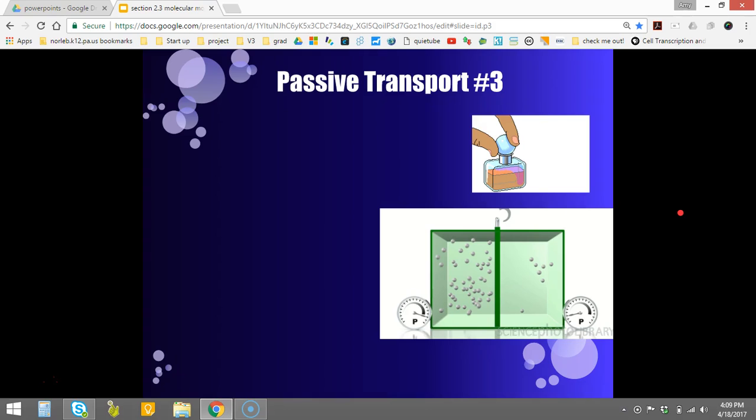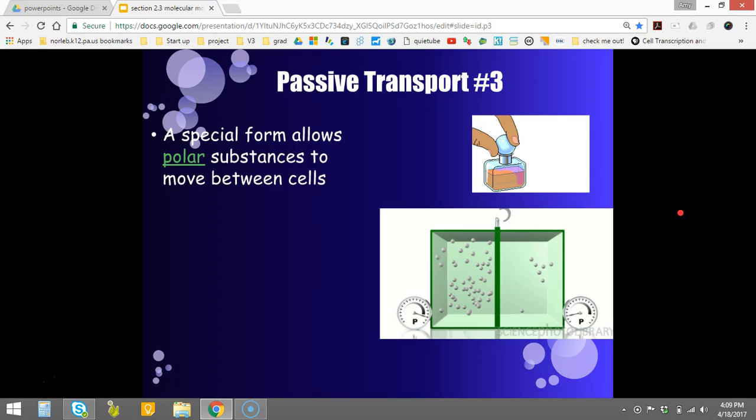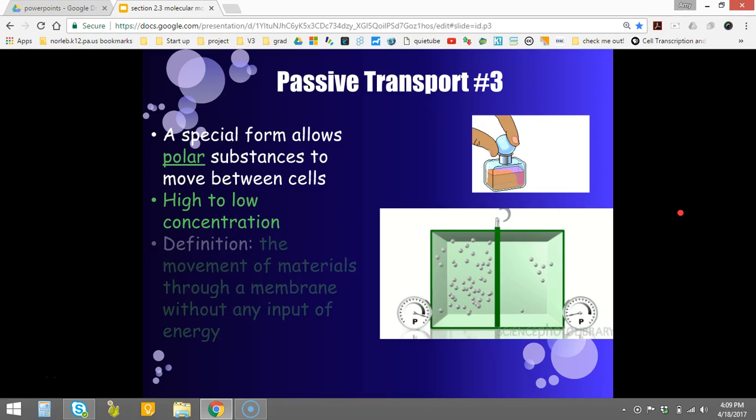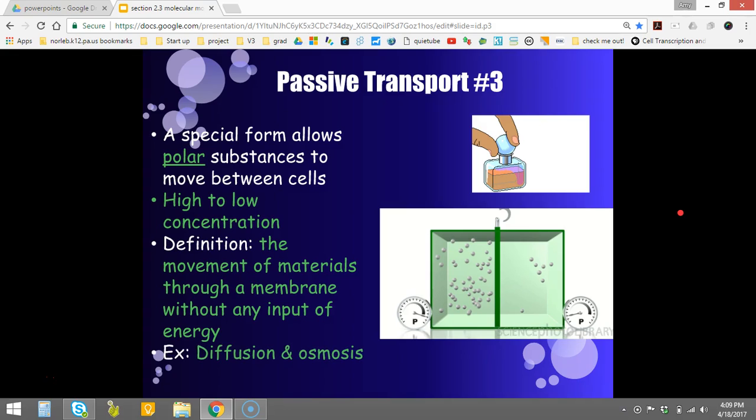Now let's take a look at passive transport. You learned that a special form of passive transport allows polar substances to move between cells. Polar substances are things like water. Passive transport goes from high to low concentration. And the definition is the movement of materials through a membrane without any input of energy. Finally, on the right-hand side, your examples of passive transport include osmosis and diffusion. And something to remember is that passive transport is spontaneous. It just happens. There's no input of energy required.